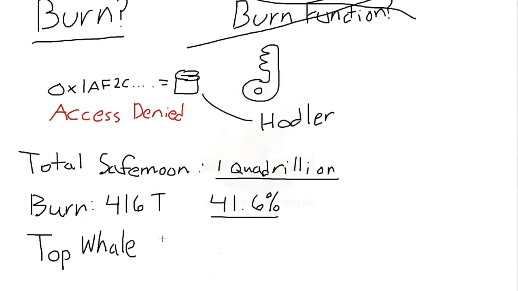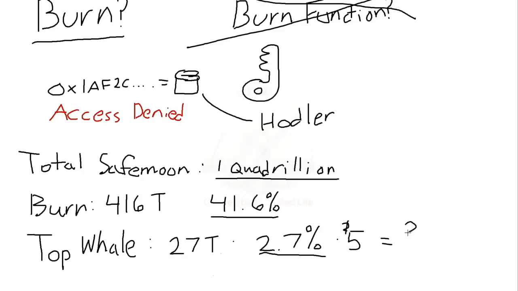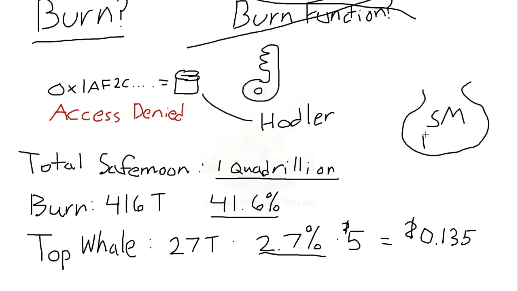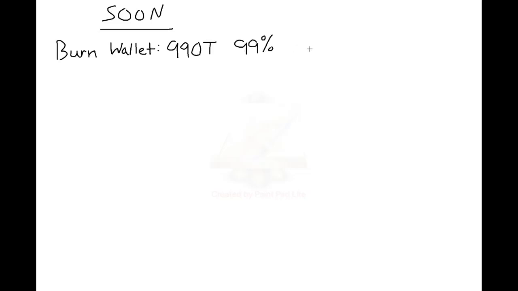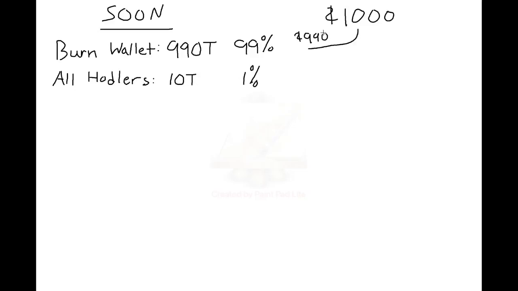Our top whale, for instance, owns 27 trillion tokens. He has 2.7% of the supply of Safemoon, so he will receive 2.7% of $5, or 14 cents out of that transaction. What this means is that the burn wallet, like everyone else's wallet, is getting bigger and bigger over time, every second actually. Relatively soon, the burn wallet is going to have 990 trillion tokens in it, and that'll be eating 99% of every reflection. That's going to leave us, our poor Safemoon army, with only 1% out of the 5% we once loved.